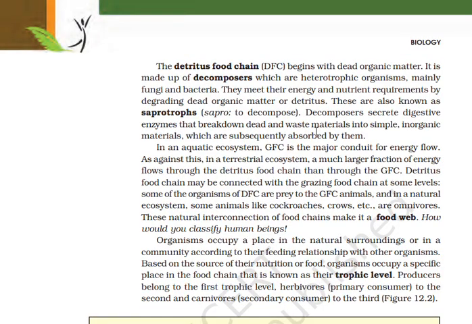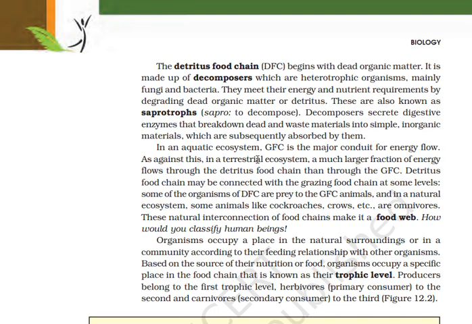The detritus food chain, DFC, begins with the dead organic matter. It is made of decomposers, which are heterotrophic organisms, mainly fungi and bacteria. They meet their energy and nutrient requirements by degrading dead organic matter or detritus. These are also known as saprotrophs. Saprotrophs decompose. Decomposers secrete digestive enzymes that break down dead and waste materials into simple inorganic materials, which are subsequently absorbed by them.